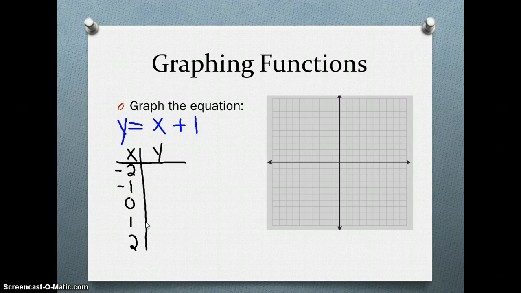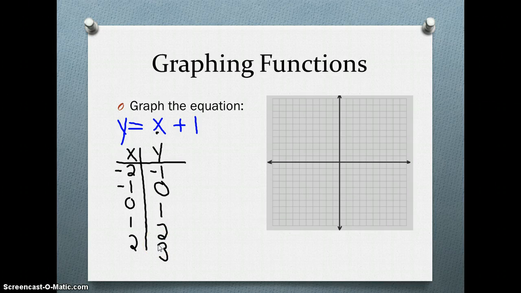When I have -2 and I substitute it in for x, that gives me -2 plus 1, that's -1. When I have -1 and I substitute it in for x, plus 1, I get 0. When I have 0 in for x, 0 plus 1 is 1. When I substitute 1 in for x, I get 2. And when I substitute 2 in, I get 3.